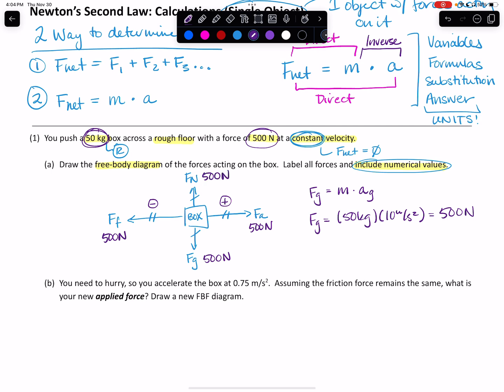That's a lot of 500s. Okay, so that's how you can fill in some of these forces just by drawing your free body force diagram and thinking about what the information that you've been given means in terms of the forces.